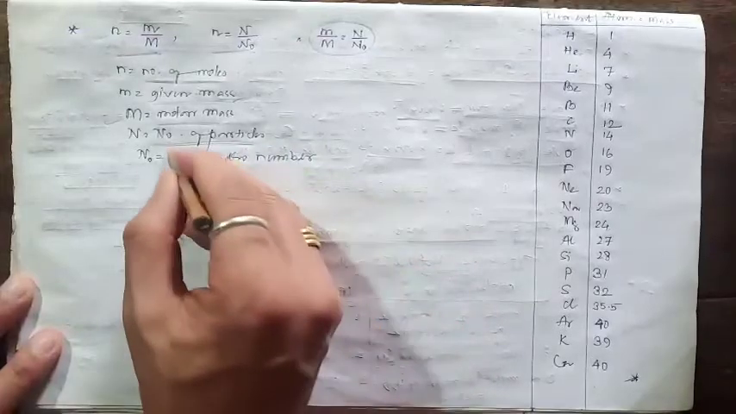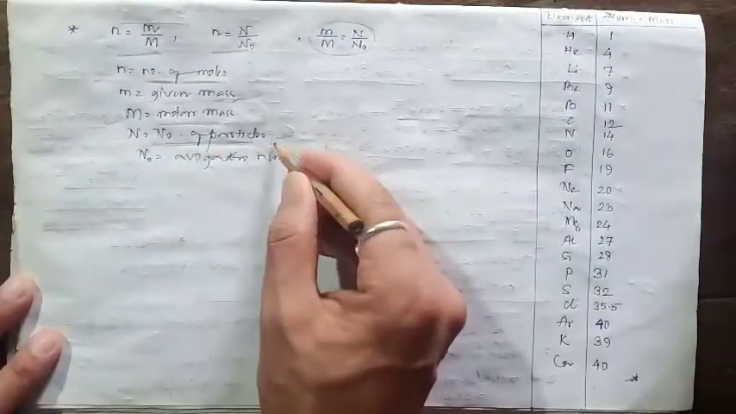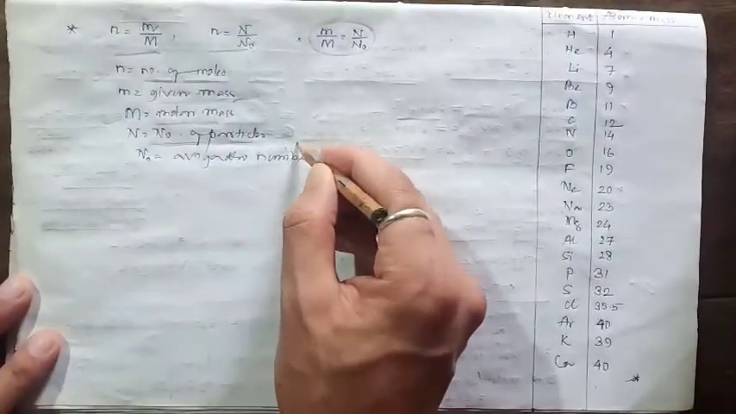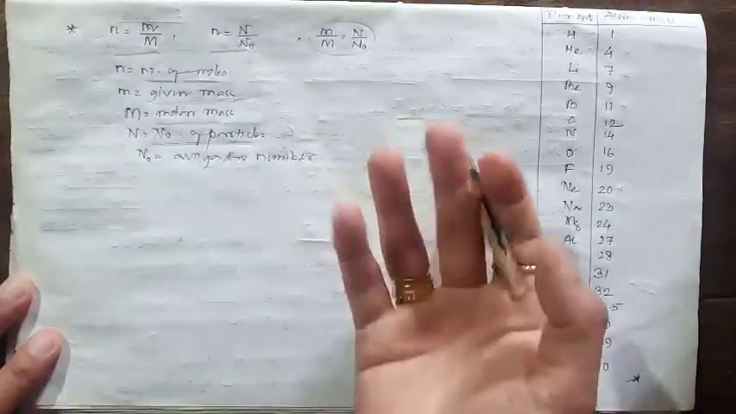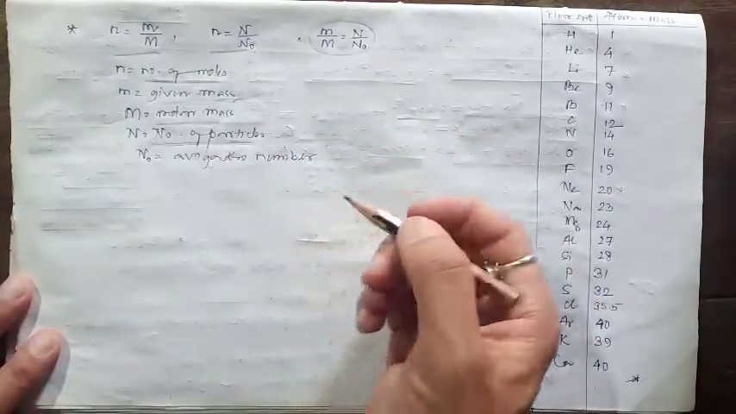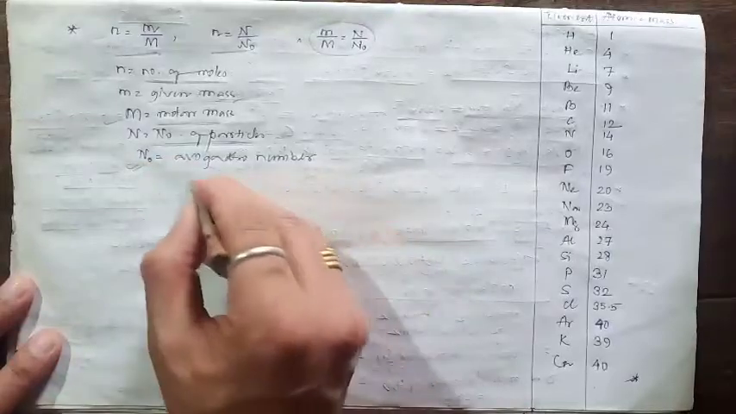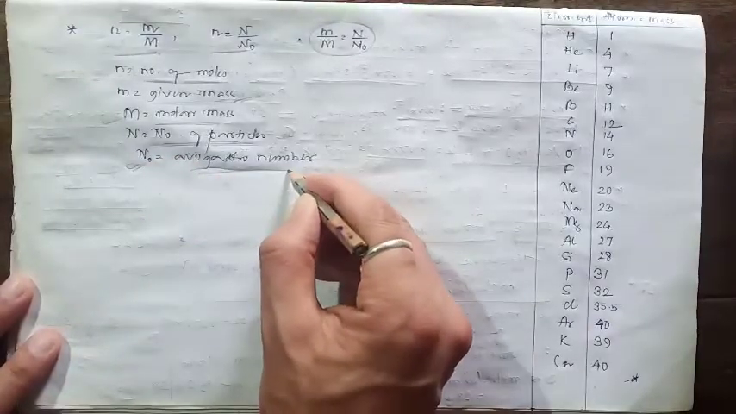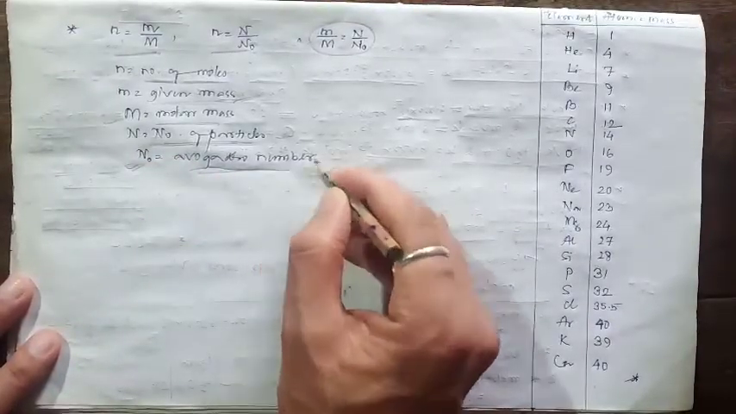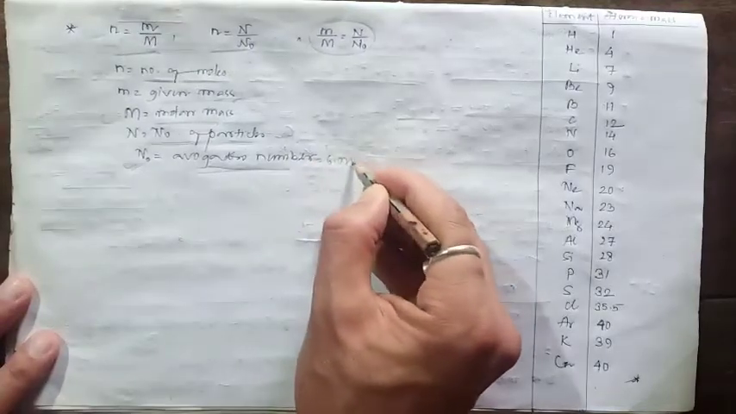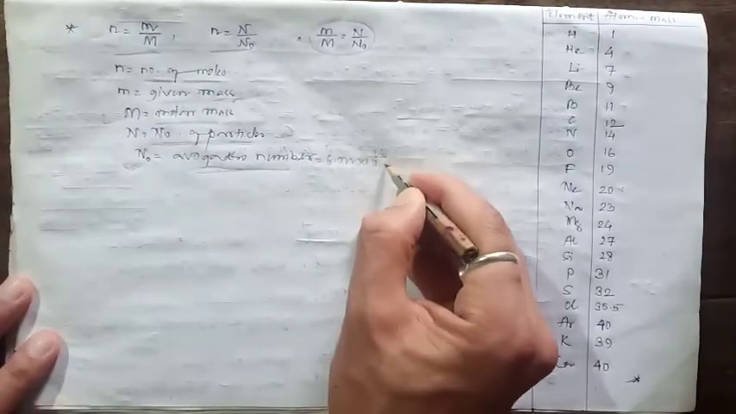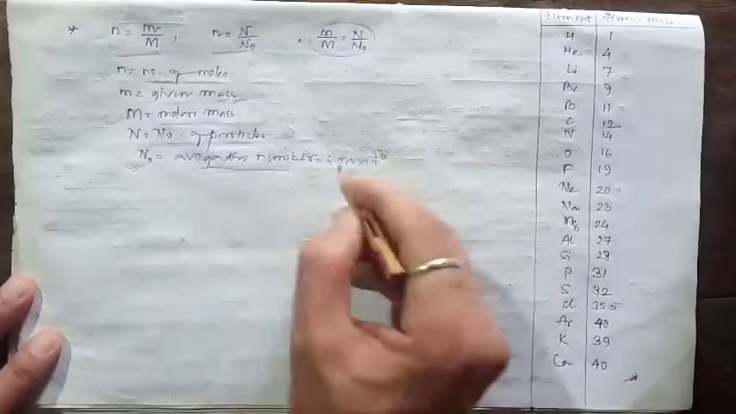Now student, when I say number of particles, it may be atoms, molecules, ions, electrons, protons, neutrons, etc. And N naught is the Avogadro number. It's a constant number. Even if it is not given in a question, it's understood that the value is 6.022 × 10^23 particles. So it's the Avogadro number.